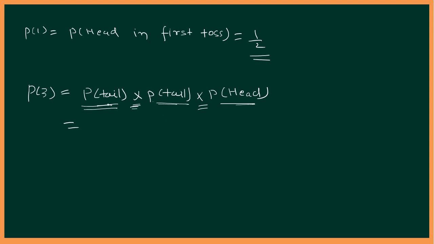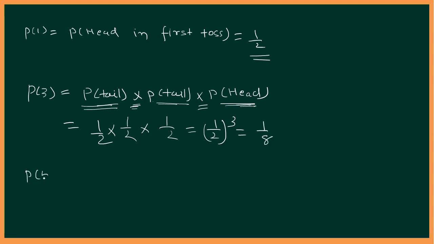So the probability of getting tail in the first attempt will be 1 by 2. The probability of getting head or getting tail will be equal, and both will be 1 by 2. Similarly, the probability of getting tail in the second attempt will also be 1 by 2, and the probability of getting head in the third attempt will also be 1 by 2. So you will get 1 by 2 to the power 3, or you can say 1 by 8.